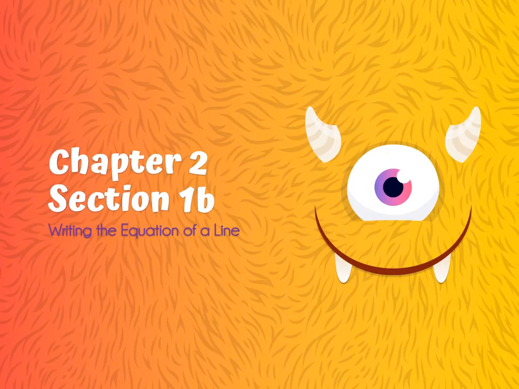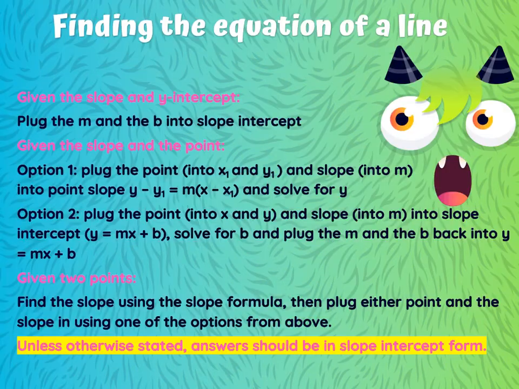Okay, so today we're going to finish up section 1 from chapter 2, so 2.1b. Today we're going to be writing equations of a line. Now, you're going to be given your information several different ways. Either I'm going to give you a slope and a y-intercept, or I'm going to give you a slope and a point.